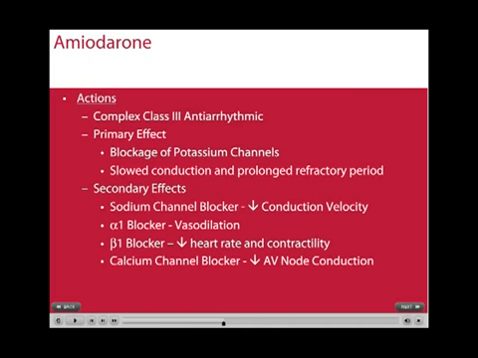Amiodarone is normally given after the third defibrillation in resistant VT-VF. It is a complex class 3 antiarrhythmic with its primary effects of blocking potassium channels, which slows conduction and prolongs refractory periods. Its secondary effects include sodium channel blocking, which decreases the conduction velocity, and also alpha-1 blocking, which causes vasodilation. Its beta-1 effects include decreasing heart rate and contractility, and on top of all of that, it has a calcium channel blocking effect, which decreases the AV node conduction.